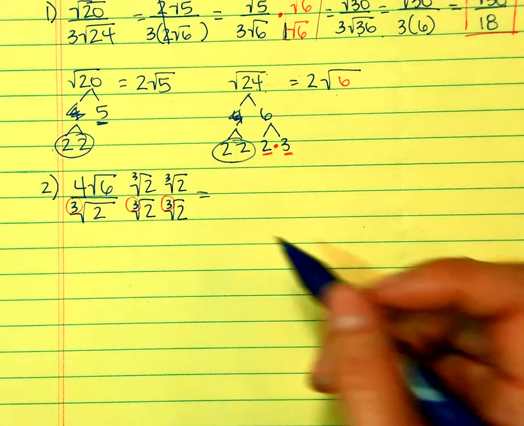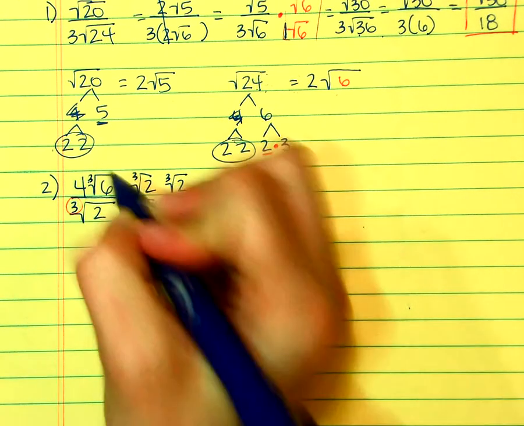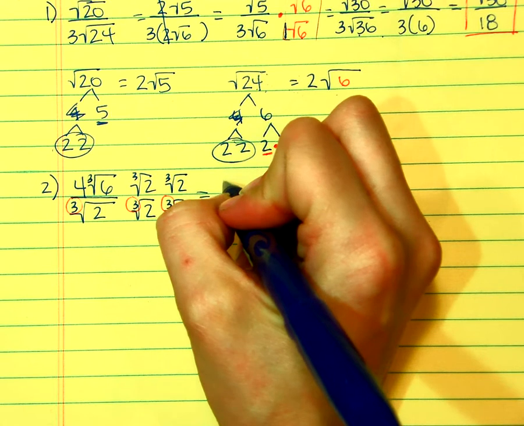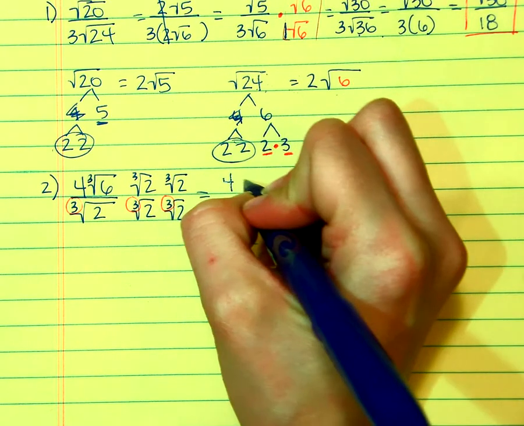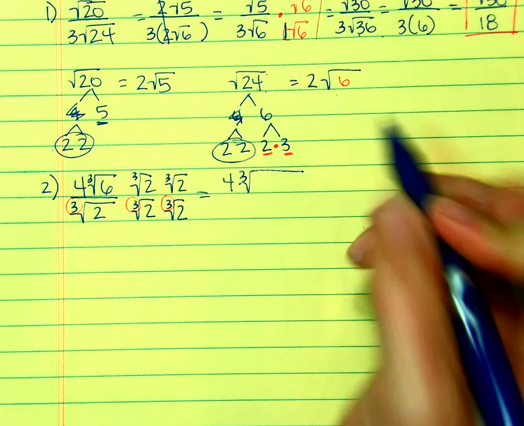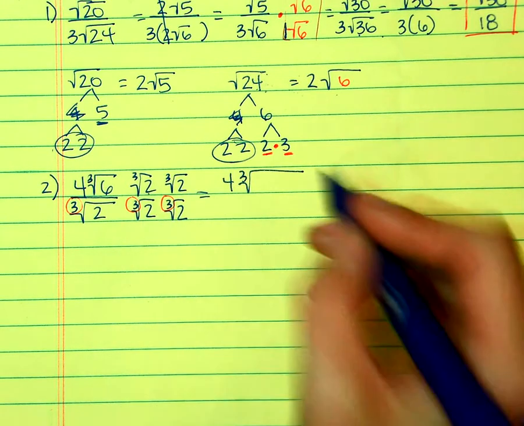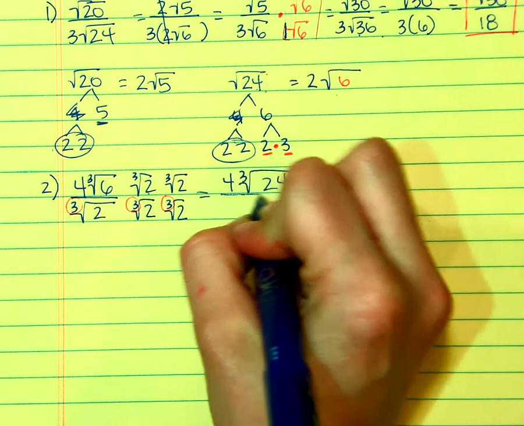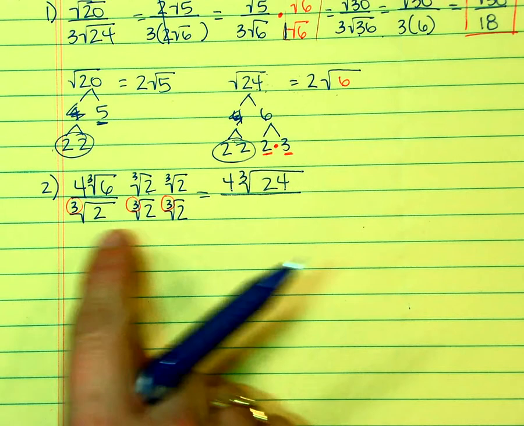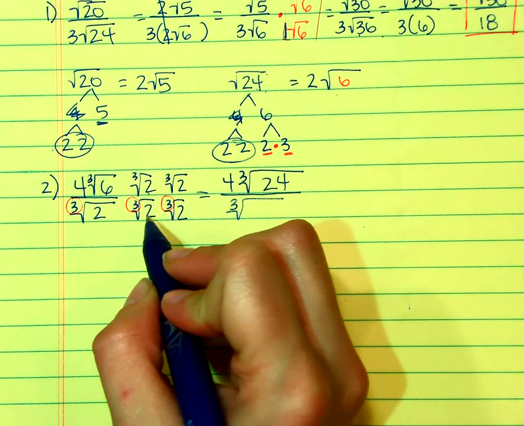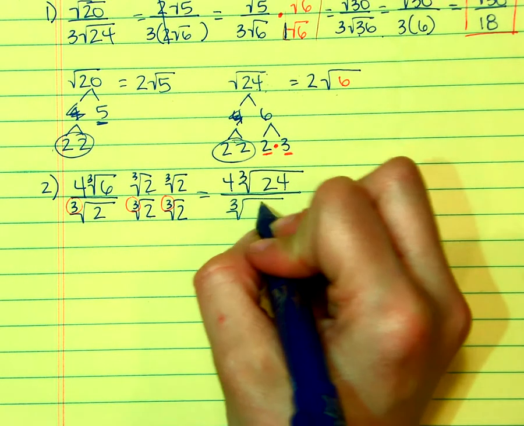So if we have, I'm sorry, this is supposed to have a cube root up there as well. Say we have 4, anything inside the radical I can multiply. So 6 times 2 is 12, times 2 again is 24. Down here, we have the cube root of 2 times 2 is 4, times 2 is 8.